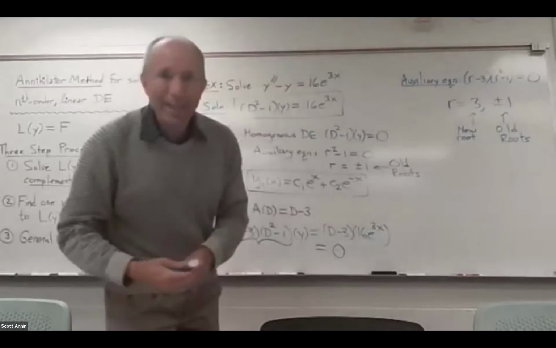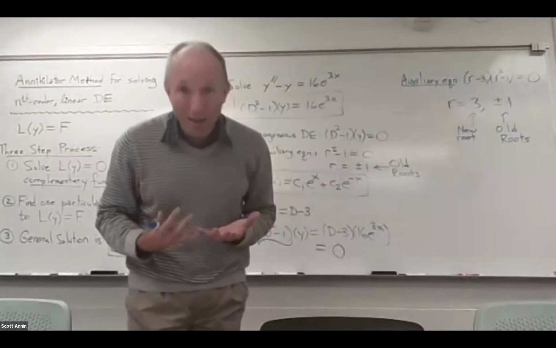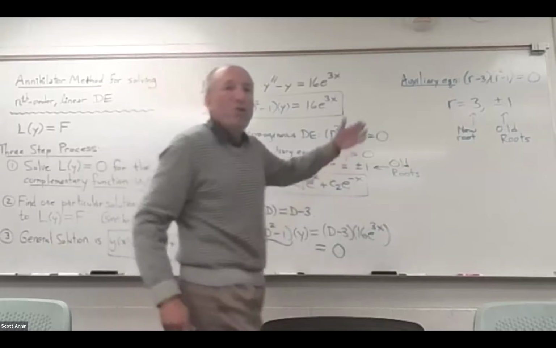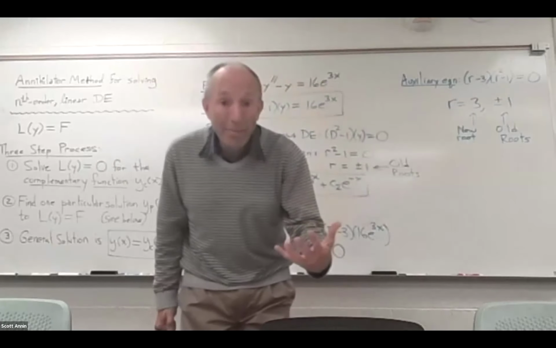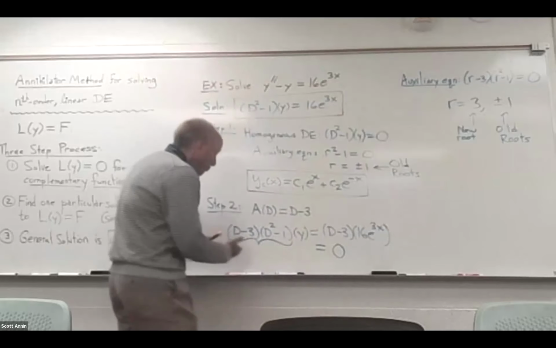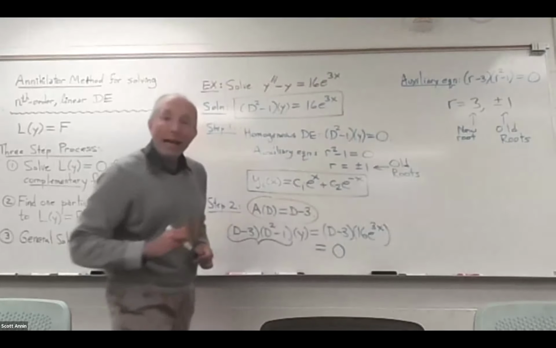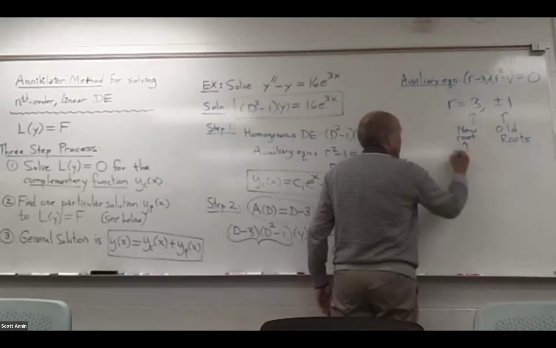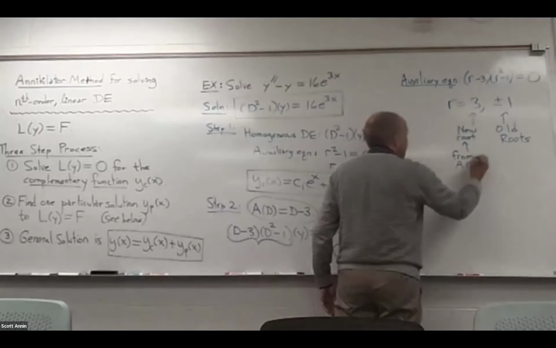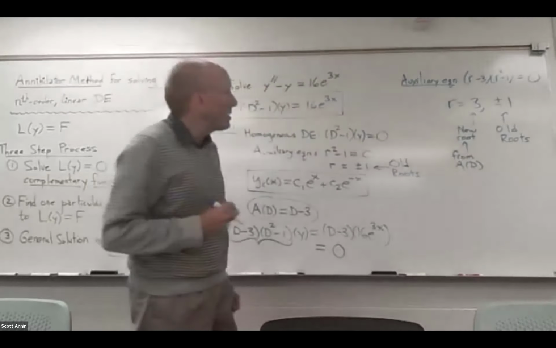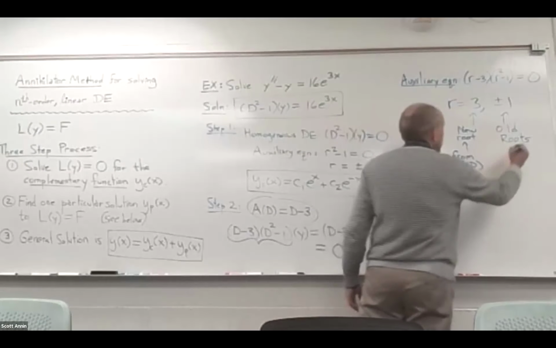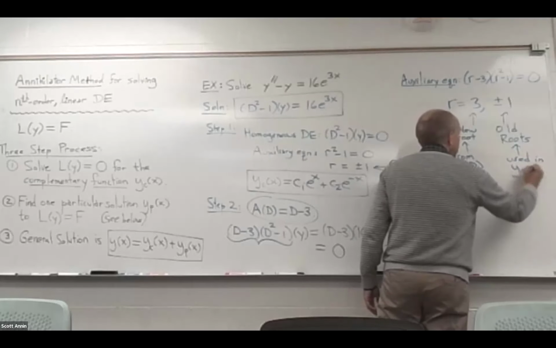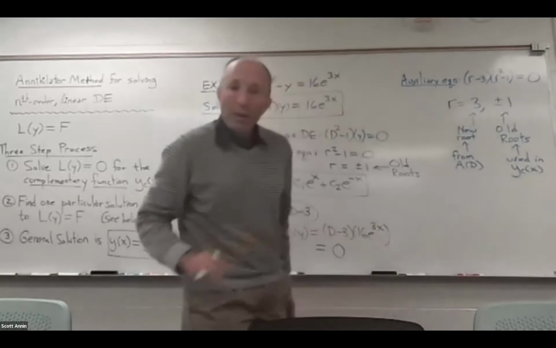This is not just an isolated occurrence. This will happen on all of these problems. We will have the old roots that we already saw in step one with some new root or roots tacked on. Those new roots are coming really from this annihilator that we had calculated. So the new root is coming from the annihilator. So let me just emphasize that this comes from the annihilator of capital F of x, A of D, right? And the old roots, those already got used in step one when we calculated the complementary function.